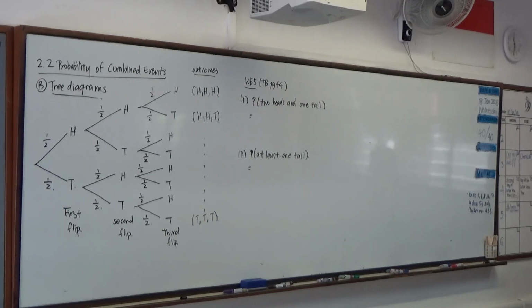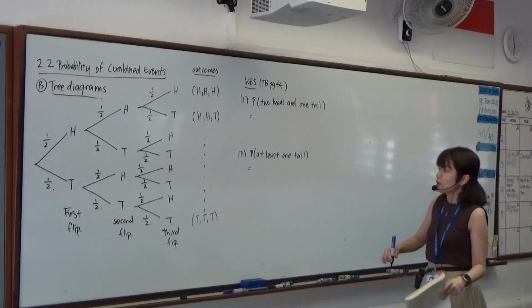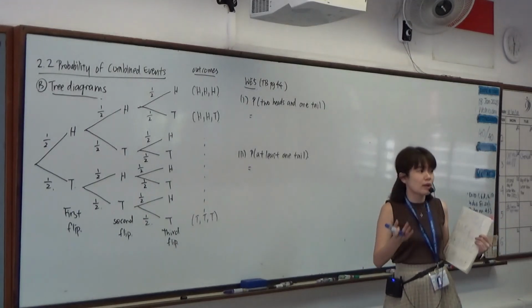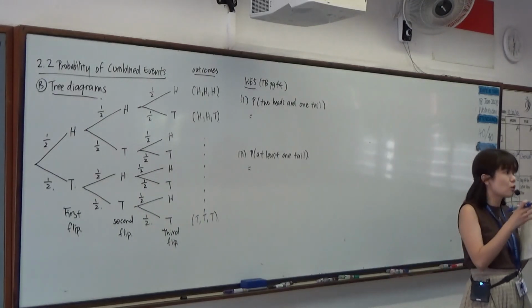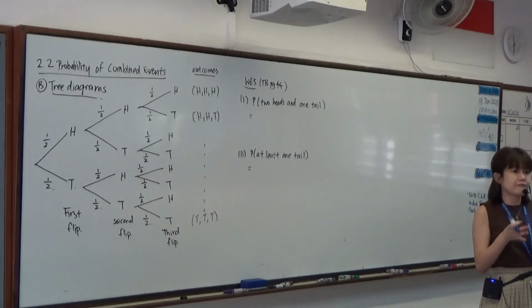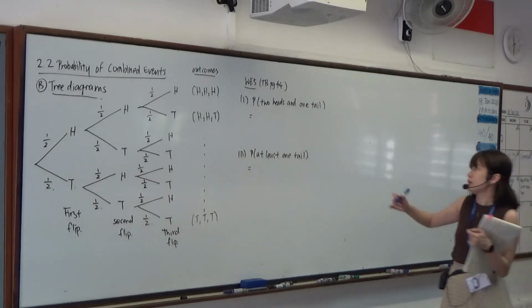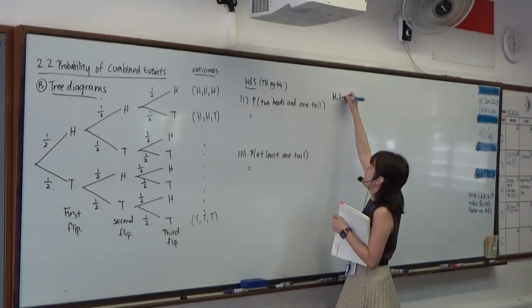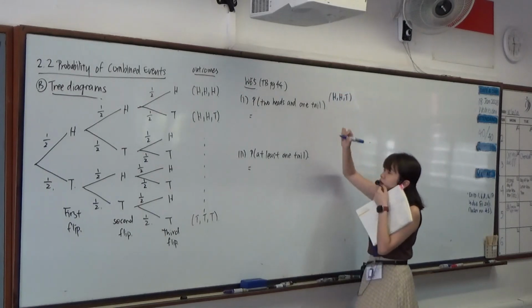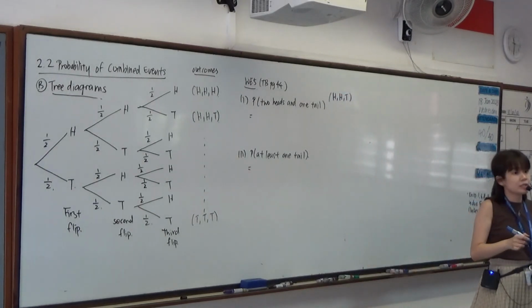Probability of getting 2 heads and 1 tail. The question says 2 heads and 1 tail. It didn't specify the sequence that it is in. It doesn't have to be HHT, but HHT is one of the options. There can be other options as well.